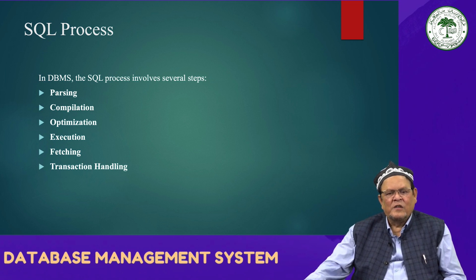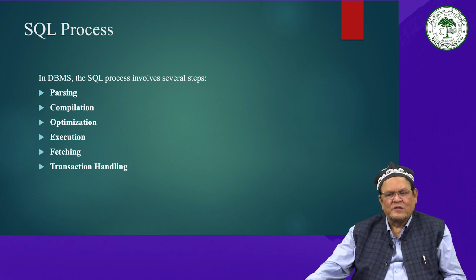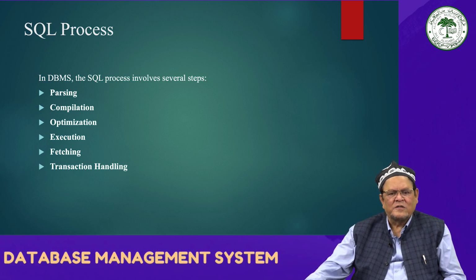The next is optimization. Once compiled, the query undergoes optimization to improve its performance. The optimization phase involves analyzing various execution strategies and selecting the most efficient execution plan based on factors such as indexes, join algorithms, and access path.